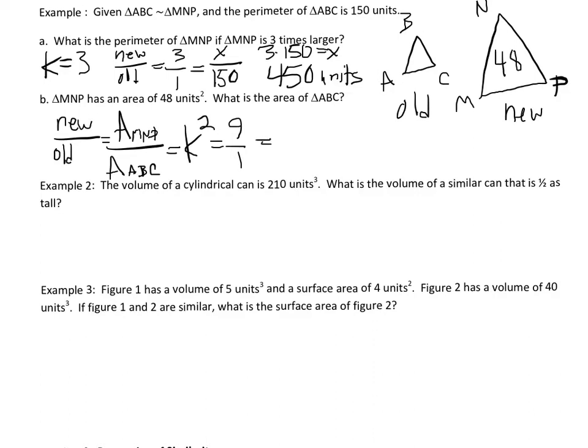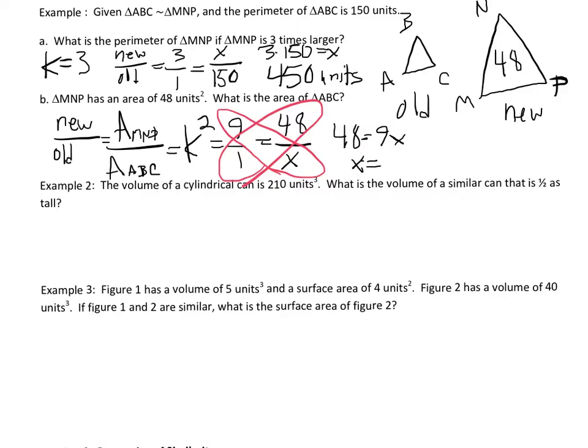9 over 1 equals, let's see, I know the area of MNP is 48, so I'll put that on top. And then I'm solving for the area of the other. So I'm going to cross multiply here. So 48 equals 9x. Therefore, x is 48 divided by 9, which is 5.3 units. And since I'm doing area, units squared, or square units.